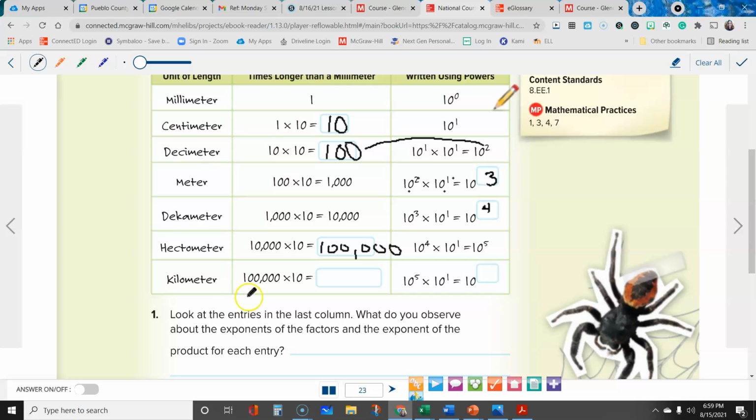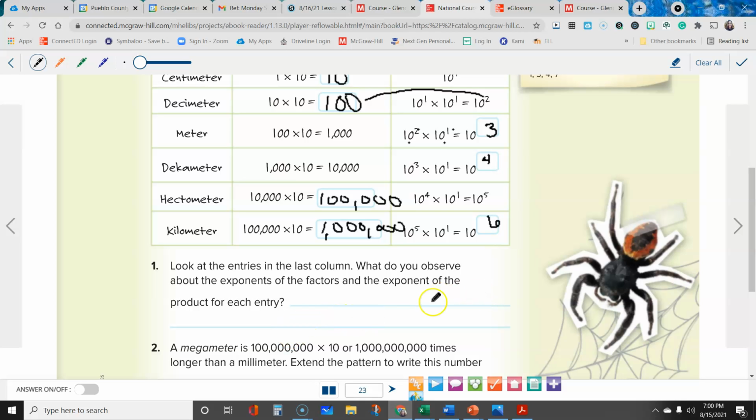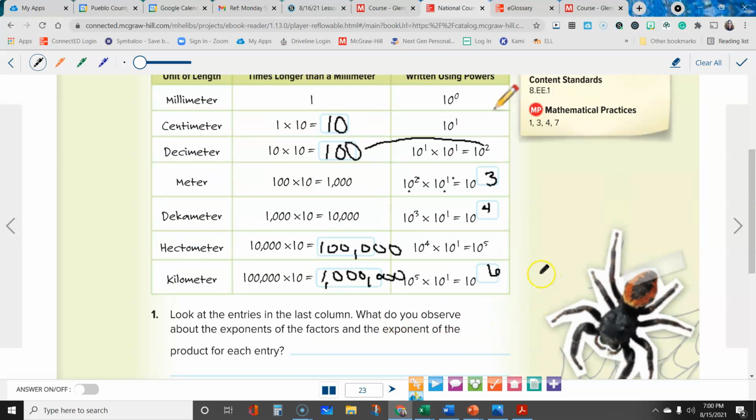And then a kilometer is 100,000 times 10. We know 100,000 is 10 to the fifth. We're going to take that times 10 to the 1. 10 to the fifth times 10 to the 1 would be 10 to the 6. Look at the entries in the last column. What do you observe about the exponents of the factors and the exponents of the products as they enter each entry?